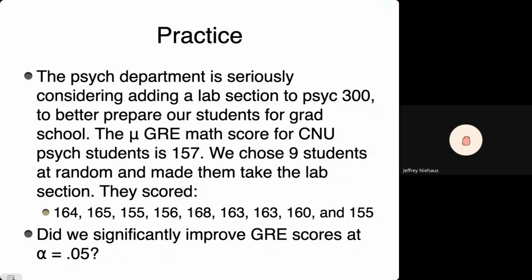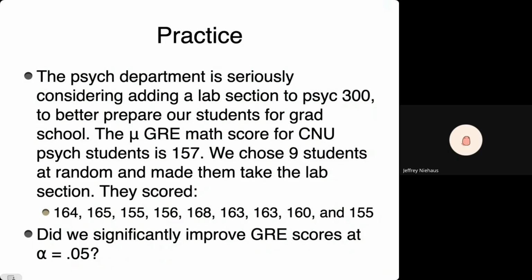We chose 9 students at random and made them take the lab section. So I'm interested in knowing whether people who take the lab section end up with a different GRE math score than the people who didn't take the lab section. So here are the results from my 9 students: 164, 165, 155, 156, 168, 163, 163, 160, 155. The question is, did we significantly improve GRE scores, alpha 0.05?